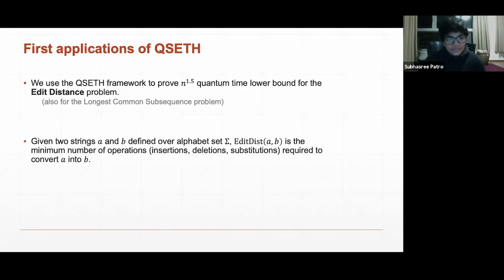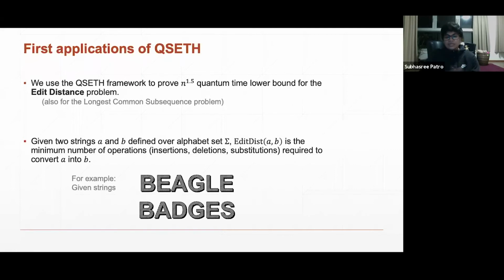Okay, so let's just review this edit distance problem once to get an idea. Say we have two strings A and B, defined over some alphabet set sigma. Then we define edit distance between A and B as the minimum number of operations required to convert A to B. So let's say, for example, we take beagle and patches.